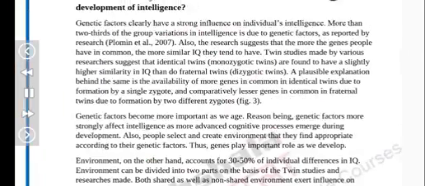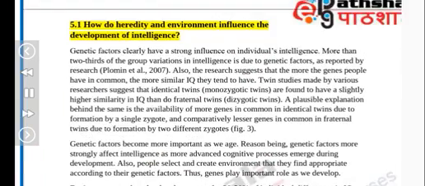5.1 How do heredity and environment influence the development of intelligence? Genetic factors clearly have a strong influence on individuals' intelligence. More than two-thirds of the group variations in intelligence are due to genetic factors, as reported by research (Plomin et al., 2007). Also, the research suggests that the more genes people have in common, the more similar IQ they tend to have. Twin studies made by various researchers suggest that identical twins, monozygotic twins, are found to have a slightly higher similarity in IQ than do fraternal twins, dizygotic twins.